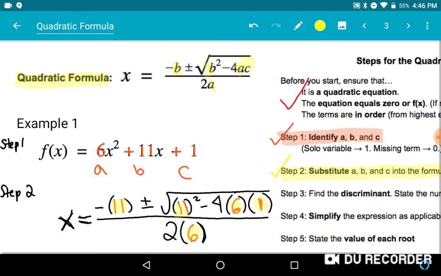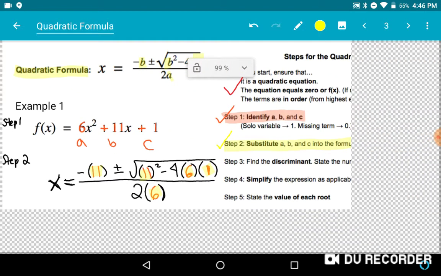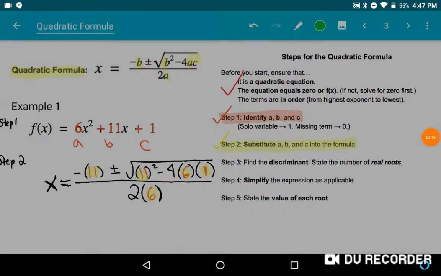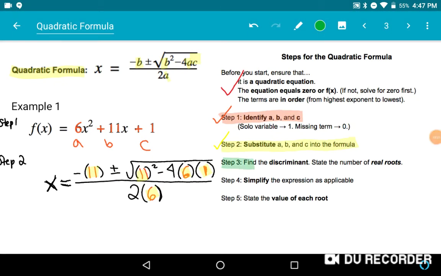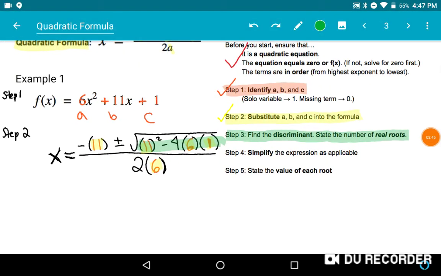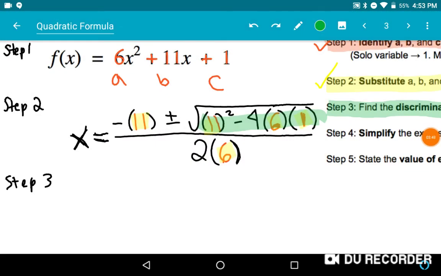Next up, we need to find the discriminant. Here's the thing. When it says find the discriminant and state the number of real roots, the discriminant is built into the quadratic formula. It is the part under the square root. So really what we're doing is we're just finding out what is 11 squared minus 4 times 6 times 1. I'm going to do it over here. So I'm saying let's do 11 squared minus 4 times 6 times 1, the part under that square root.